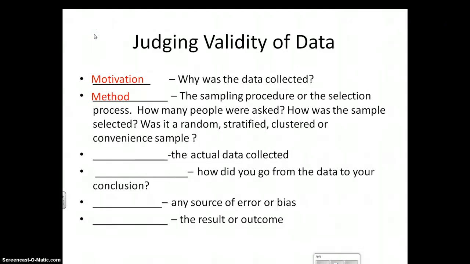Our next one is the method. The sampling procedure or the selection process. How many people were asked? How was the sample selected? Was it random? Was it stratified? Was it clustered? Or was it a convenience sample? If you don't remember what some of these definitions mean, random, stratified, clustered, or convenience, go back to our last note where we did some of these definitions, or check it out in EDSB. I think that's lesson 1.2.